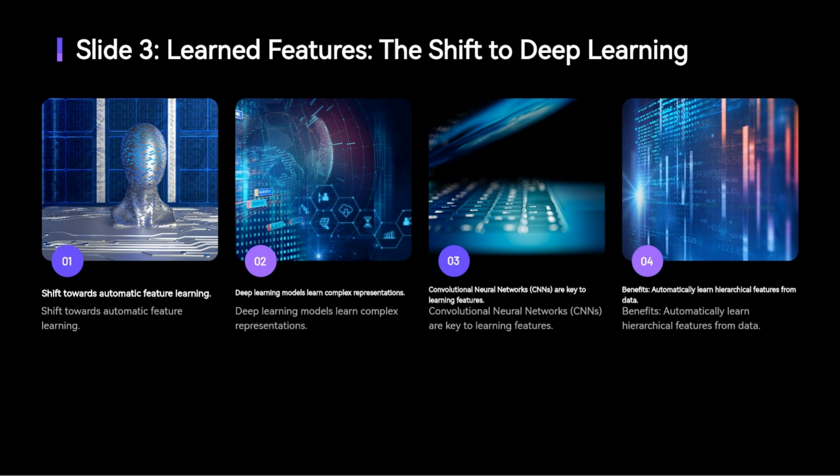This shift allows for the extraction of complex and hierarchical patterns in images, such as edges, textures, shapes, and even high-level concepts like objects or scenes. Unlike handcrafted features, learned features can automatically adapt to different types of input data and tasks, improving accuracy and generalization.